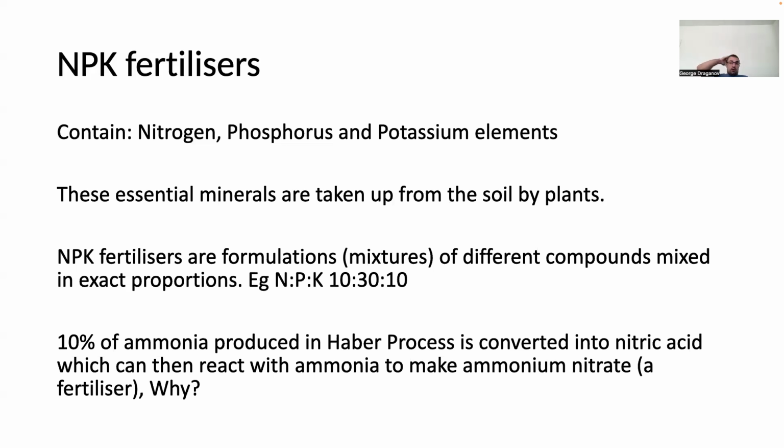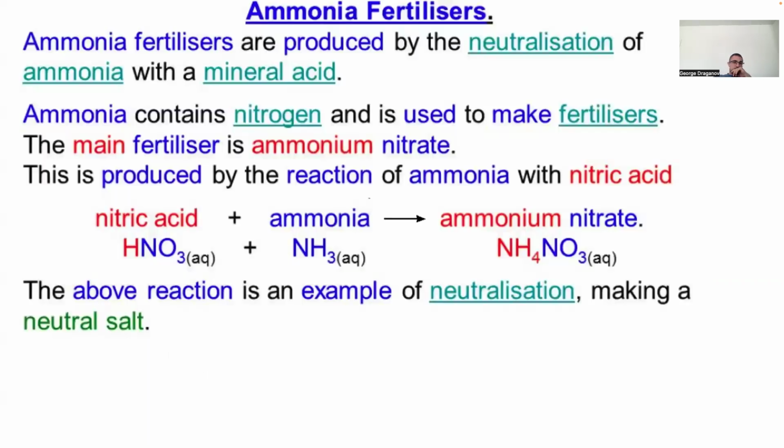Now, when ammonia is produced in the Haber process, 10% of it actually gets converted to nitric acid and then re-reacted with ammonia, because that makes one of the most important fertilizers, ammonium nitrate. So let's have a look here. Ammonia fertilizers are produced when ammonia has to react with an acid. So it's always ammonia plus an acid. You can obviously use any of the 3 acids or 4 acids that you know. But one of the most important is this one. Ammonia plus nitric acid makes ammonium nitrate, NH4NO3.